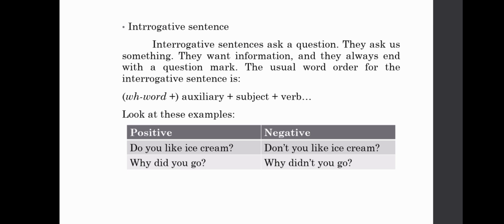Next slide. Number 2, interrogative sentence. Interrogative sentences ask a question. They ask us something. They want information, and they always end with a question mark. The usual word order for the interrogative sentence is W word plus auxiliary plus subject plus verb. As you can see, the example of an interrogative sentence.